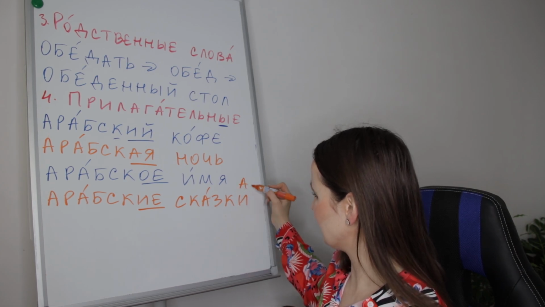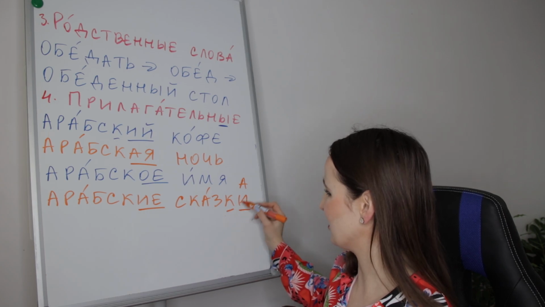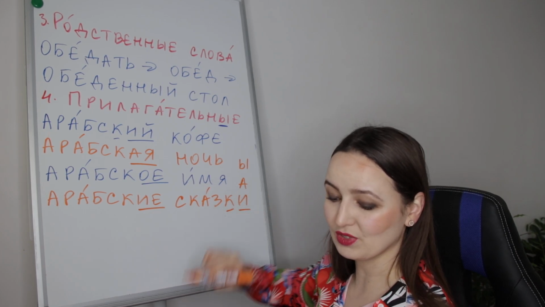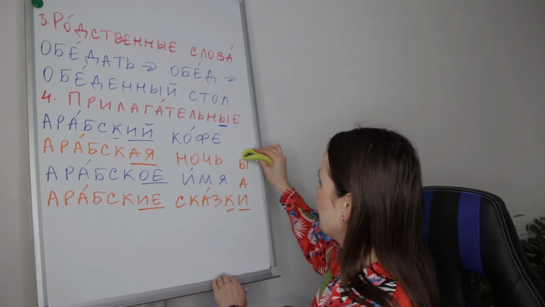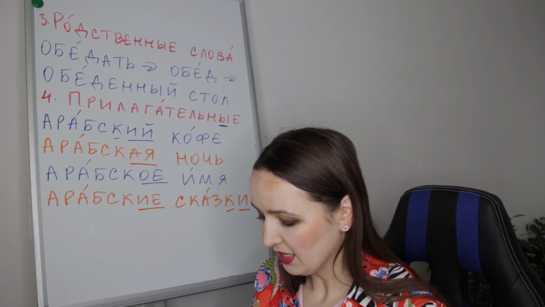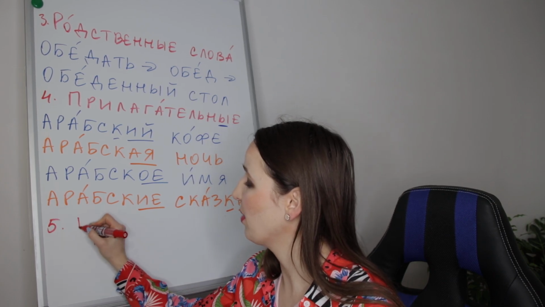Сказка is singular. I made it plural, сказки, K letter does not support «ы» after it, so I wrote «и». Арабские сказки. Let's continue with number 5, and it is grammar. Грамматика.